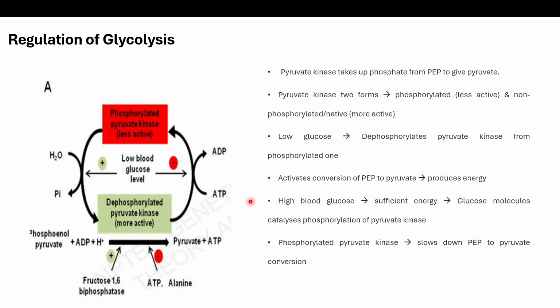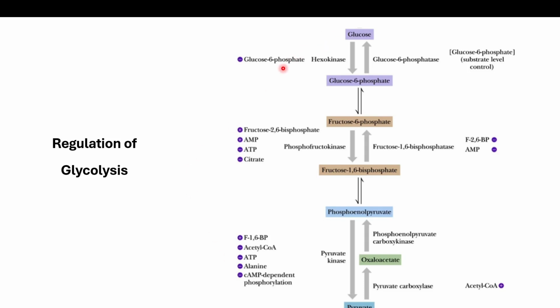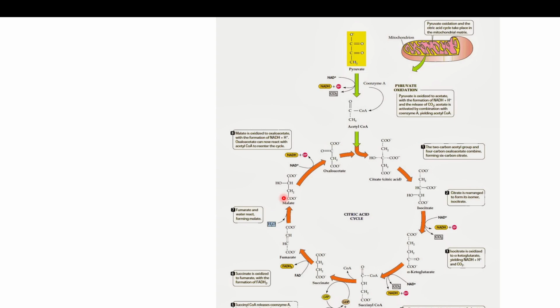This is the overall regulation, kind of summarizing the points I talked about. This is the schematic representation. Again, the levels of glucose 6 phosphate, substrate level control, is there. Then levels of AMP, citrate, fructose 2,6 bisphosphate, etc. ATP levels, definitely. All these are also regulators of the glycolytic pathway.